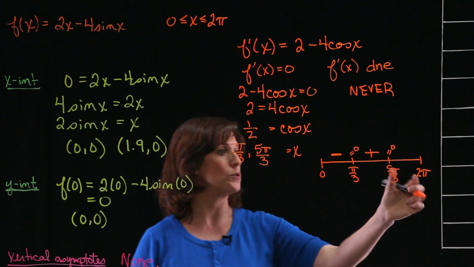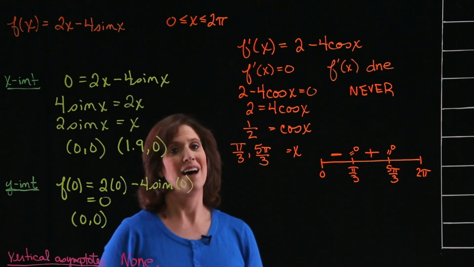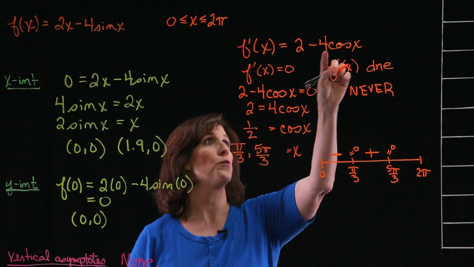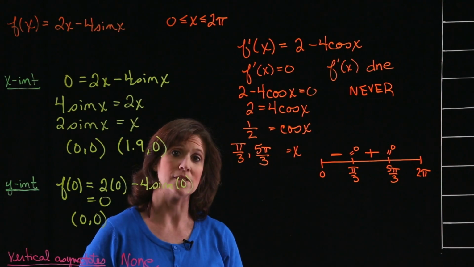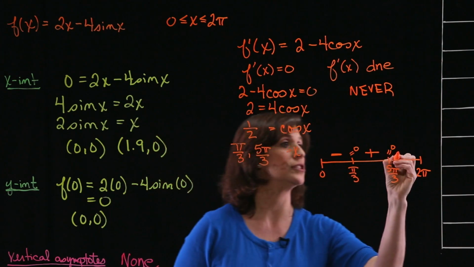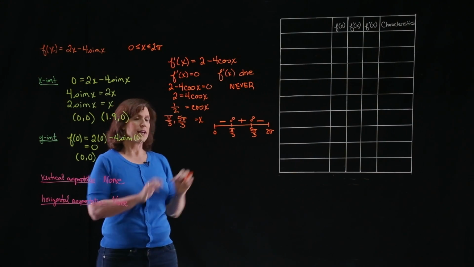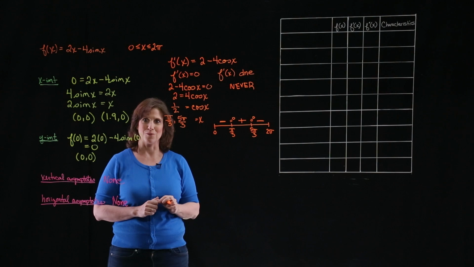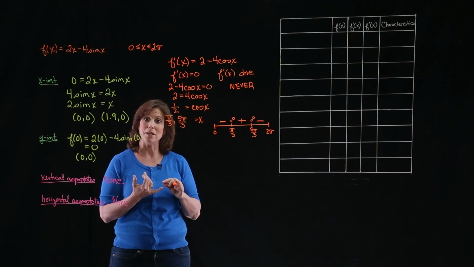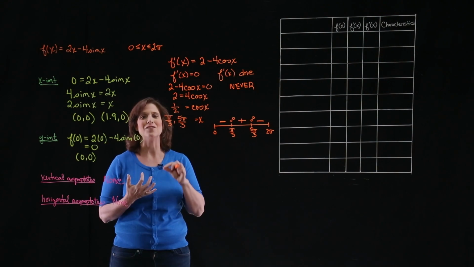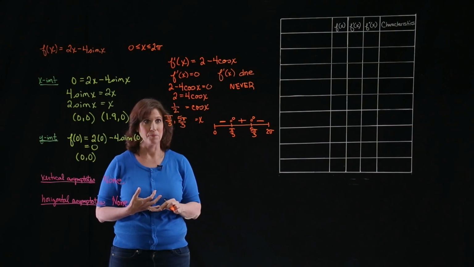And finally, pick something between 5 pi over 3 and 2 pi. 11 pi over 6 will work well. So again, we'll have 2 minus 4 times the cosine of 11 pi over 6. And if you do that calculation, it turns out to be a negative number. Okay, so that gives me some information about the first derivative, which will lead to information about increasing and decreasing and relative extrema.